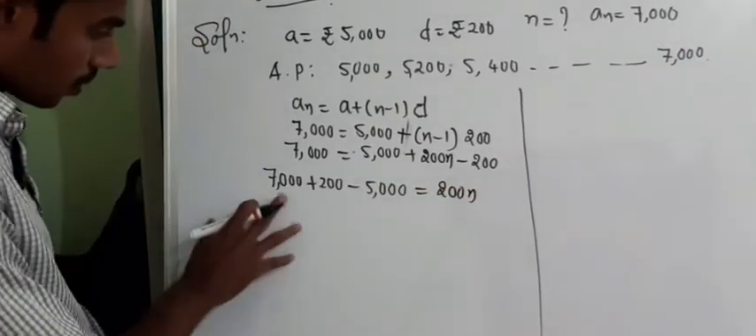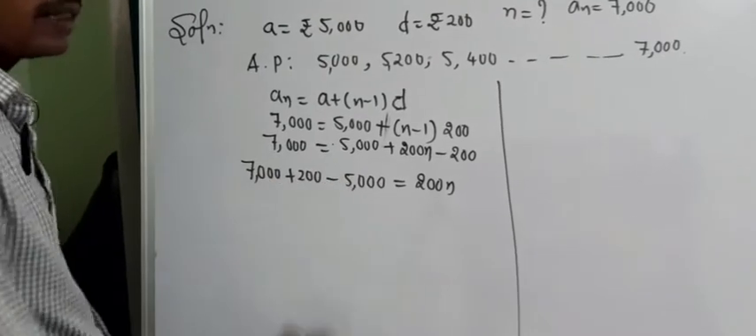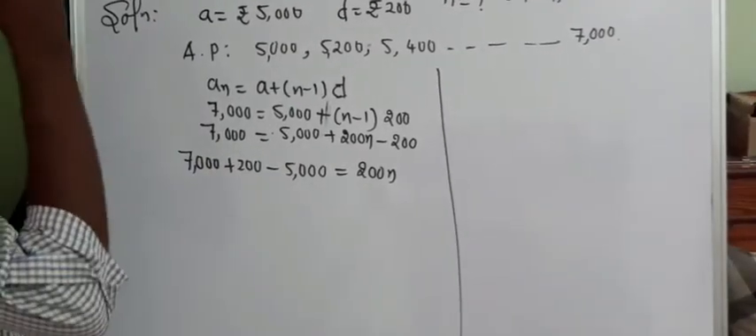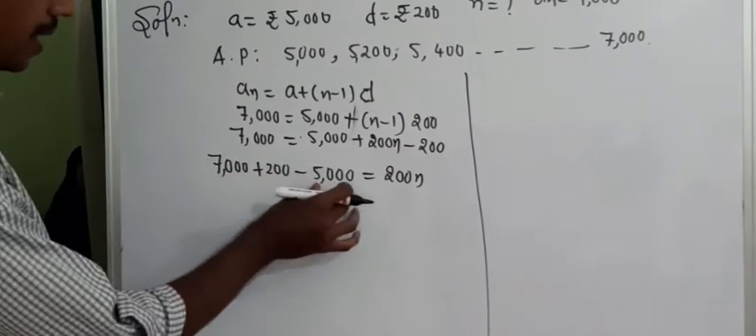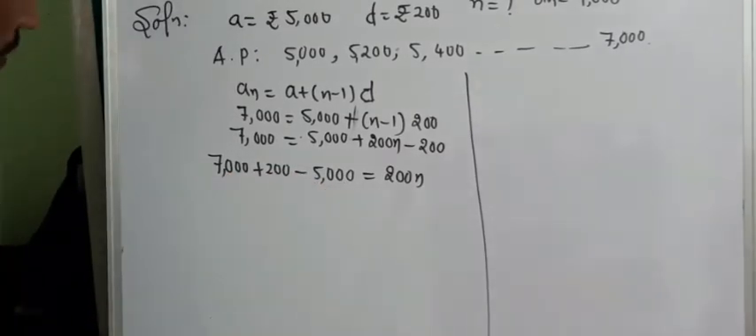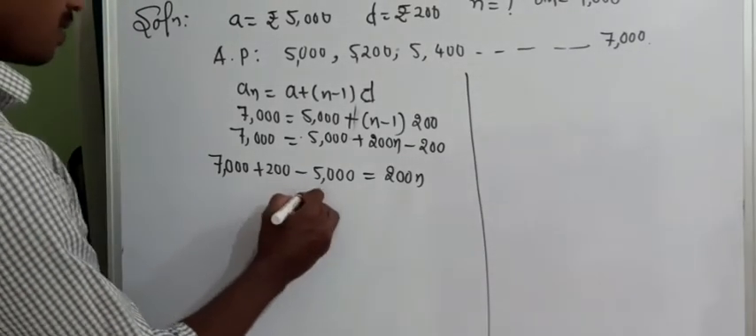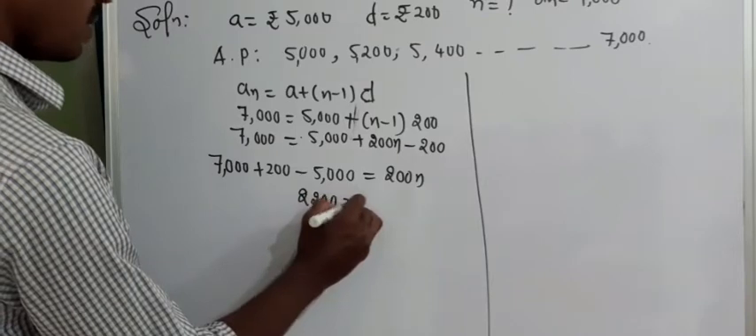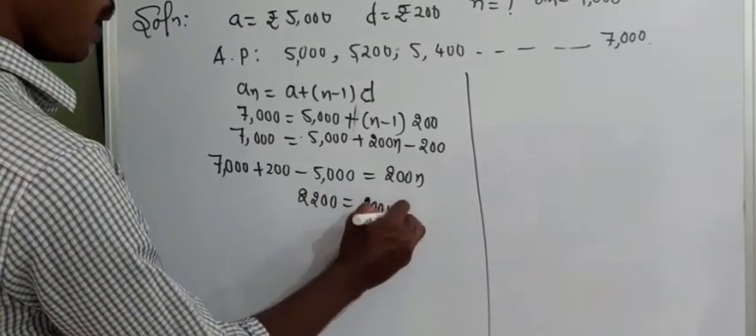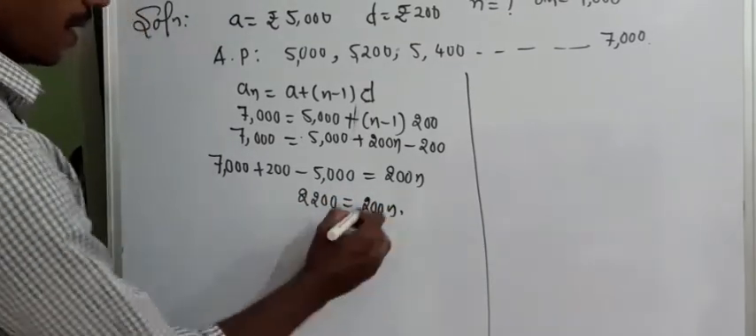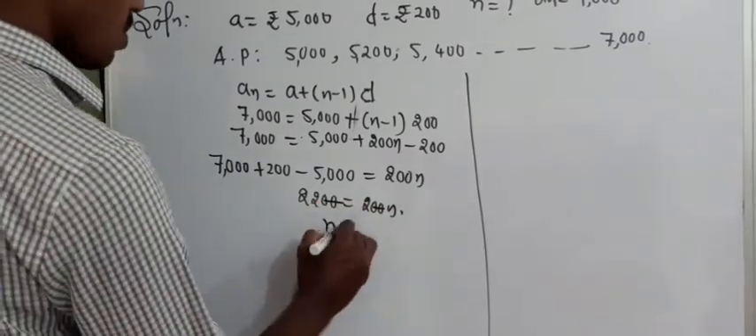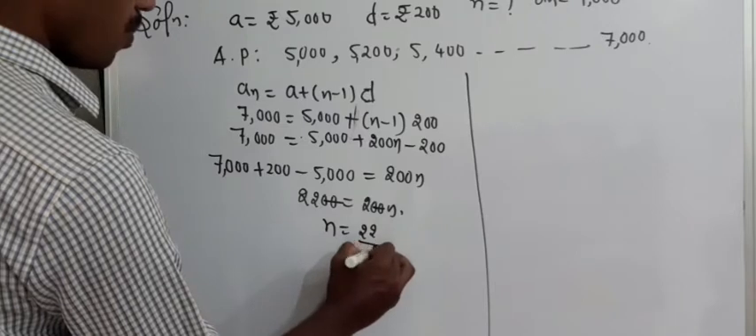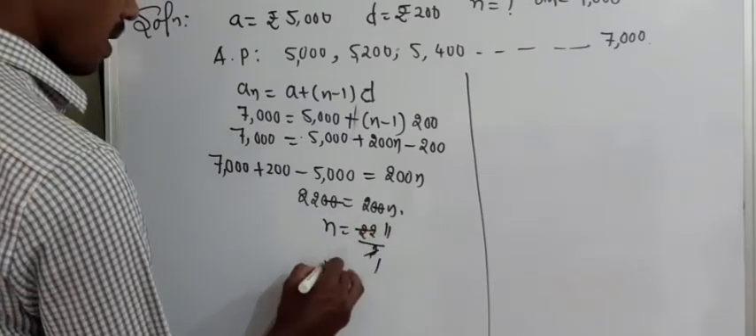Now, 7,000 minus 5,000, it will be 2,000. 2,000 plus 200, that is 2,200. 2,200 is equal to 200 N. These two zeros will get cancelled. N is equal to 22 divided by 2. 2 11s are 22. N is equal to 11.